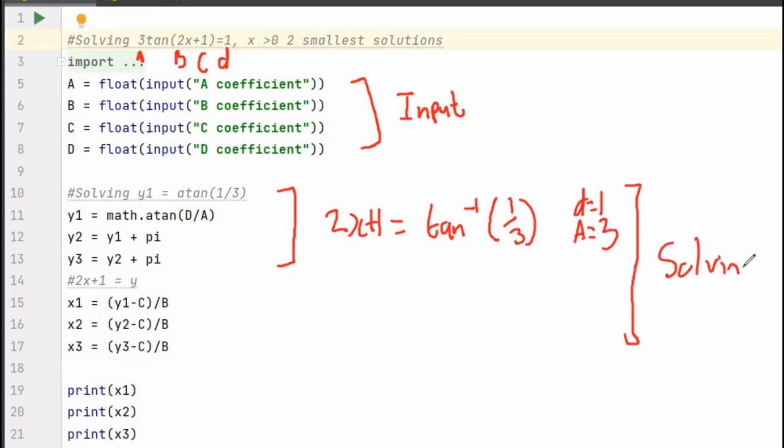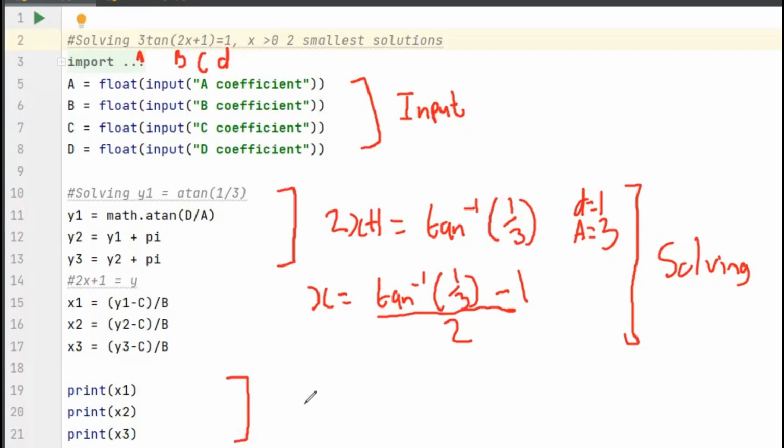Then from there, we've got x1 is equal to y1 minus c over b, and it repeats for x2 and x3, which makes sense because, again, if we rearrange this, we're going to get x is equal to inverse tan, which we've already defined as y, minus 1 all over 2, which the computer will read as where y1, which is 10 to the minus 1 a third. So y1 minus c, so our c in this case is 1, divided by 2, which is our b. Cool.